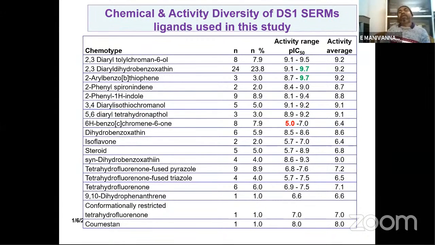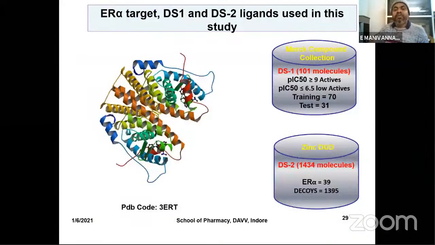So in our case, the low active molecule pIC50 value is 5, and the highly active molecules' pIC50 value is 9.7. The number of compounds is 101 molecules, belonging to 20 different chemical types. So the Merck compound collection is data set 1, and for validation purposes, we made another data set.